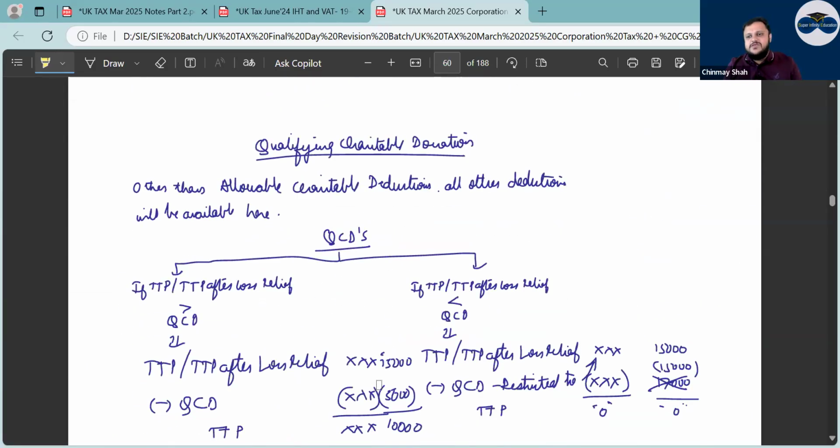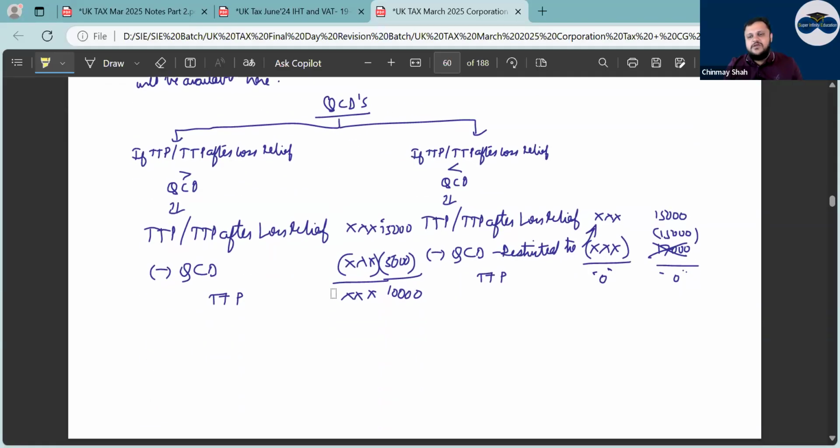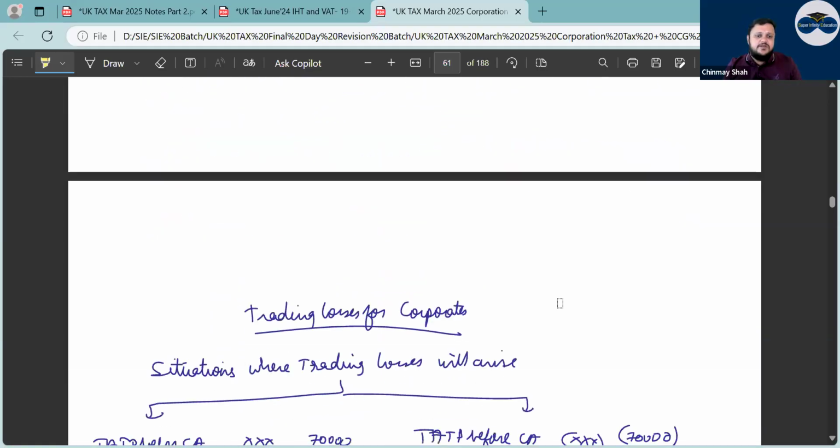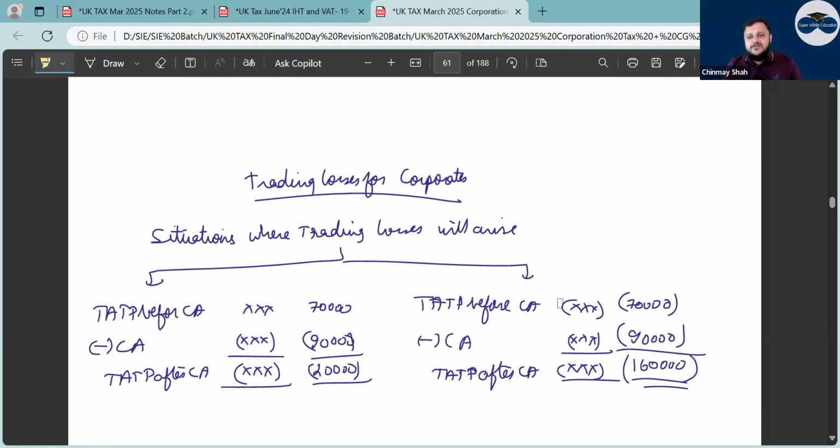QCDs are what? Now see, if the TTP, or TP, whatever you want to say, TP before QCD, is 10,000 and QCD is 5,000, then 10,000 minus 5,000, 5,000 will be TTP. But if QCD is more than the TP before QCD, then your QCD cannot bring in losses. Now come to trading losses for corporates.